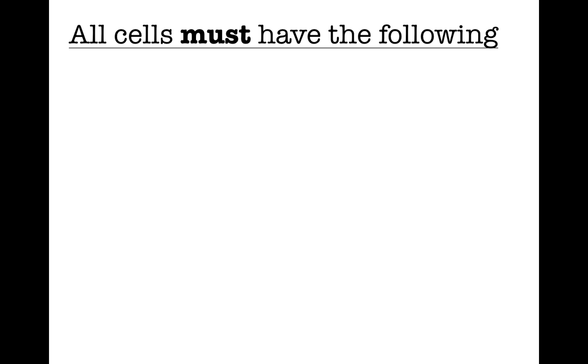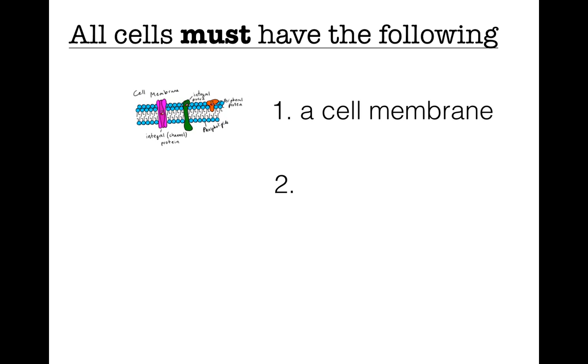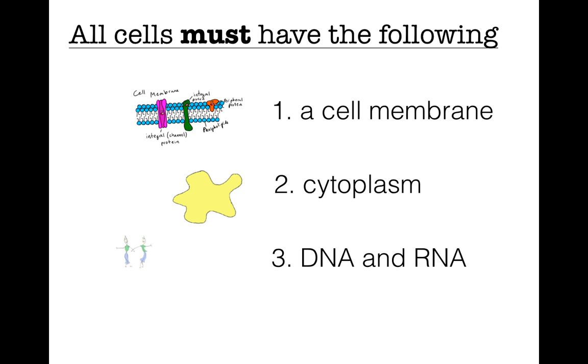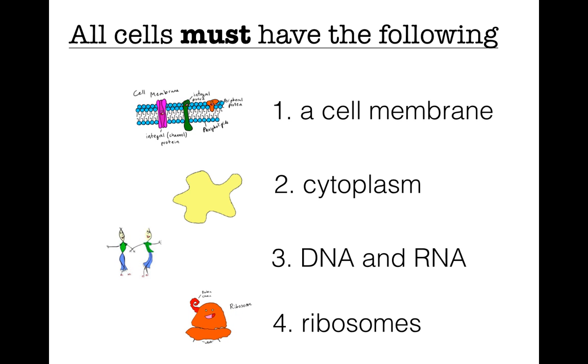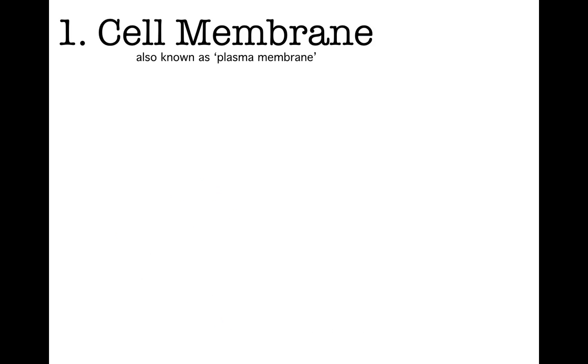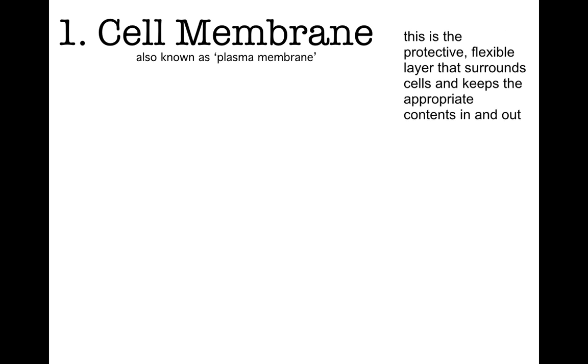All cells must have the following things: a cell membrane, cytoplasm, DNA and RNA, and ribosomes. Now let's talk about all of these things. Number 1, the cell membrane. It's also known as the plasma membrane.